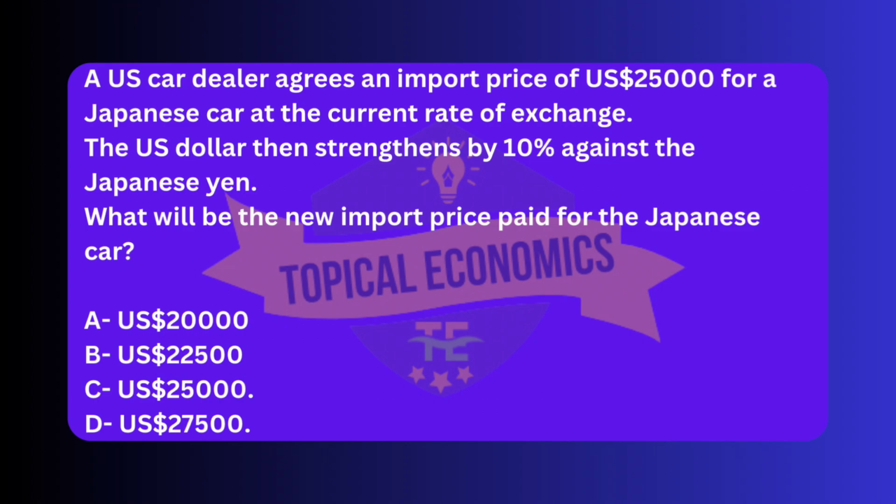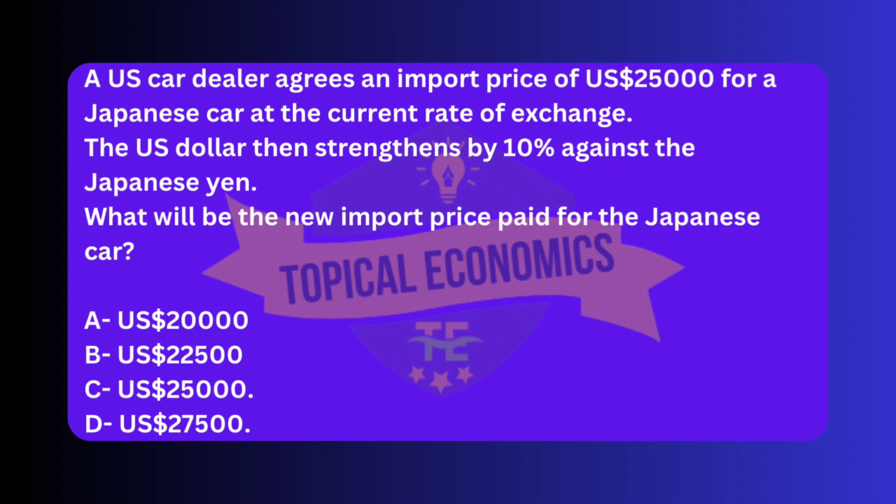The correct answer for this question is option B. When the US dollar strengthens by 10% against the Japanese yen, the US dollar becomes more valuable relative to the yen. This means that fewer US dollars are required to purchase the same amount of yen. In the case of the Japanese car, which was initially priced at 25,000 US dollars, the strengthening of the dollar by 10% would result in a 10% reduction in the price of the car in US dollars.